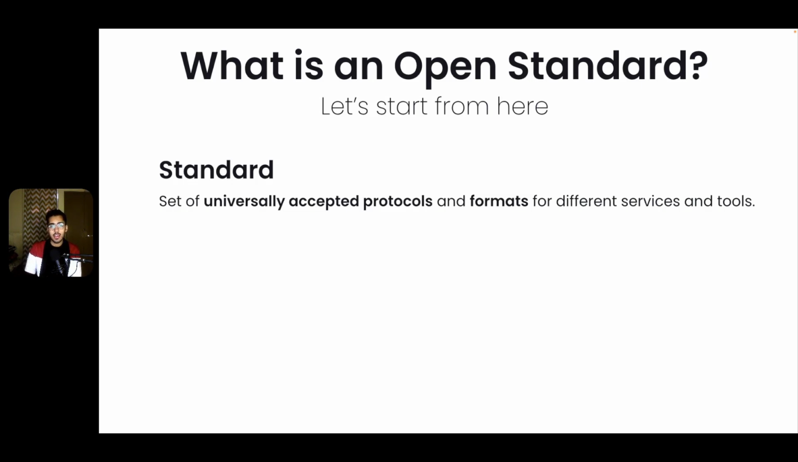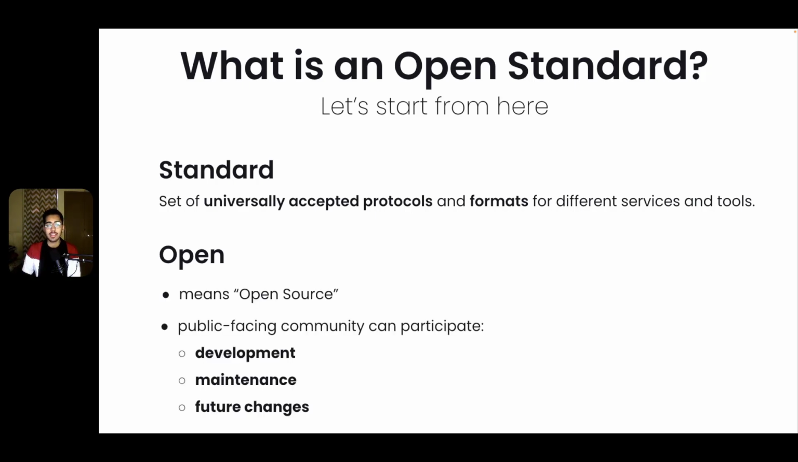A standard is basically a set of universally accepted protocols and formats for different services and tools, right? These are the protocols and formats on the basis of which a certain tool or service works. And these are universally accepted, which means that a lot of organizations out there agree upon these standards to make their services and tools. Now, what does open mean here? If you haven't guessed it till now, it means open source. This essentially means that any public facing community, the open source communities out there, can participate in the development, maintenance, and any future changes to these standards.